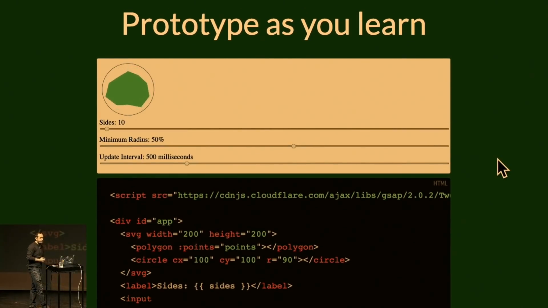And as you're working with technologies like this, I strongly recommend prototyping as you learn. This is another example on the state transitions page of the Vue docs, and also another example where I spent maybe an hour building it and then 10 hours playing with it. So this is just a polygon inside of a circle, and I can change the number of sides, and I can change the minimum radius, and I can change how the animation works, the update interval, so it's really slow or really fast.